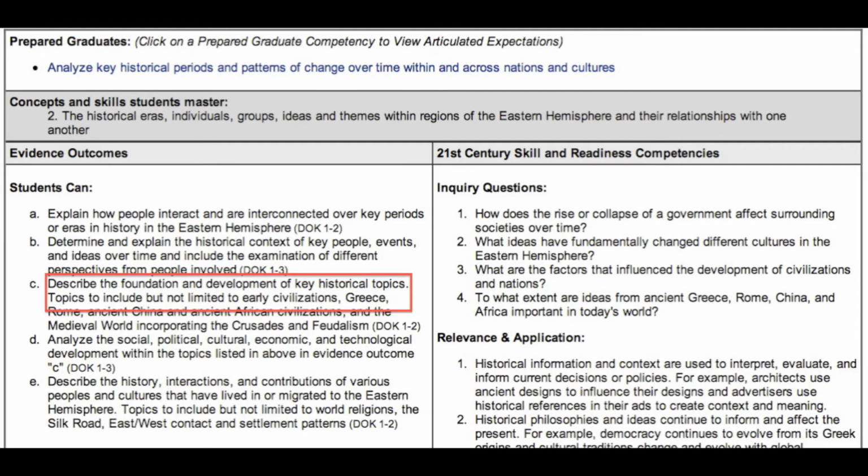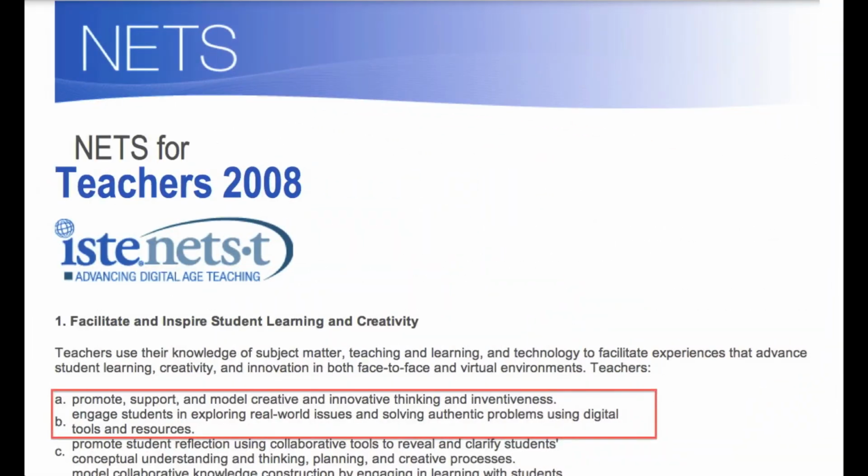The Colorado State education standard that I will be covering in this lesson plan is analyze key historic periods and patterns of change over time within and across nations and cultures. Specifically, I will be covering describe foundations and developments of key historic topics to include but not limited to early civilizations such as Greece.